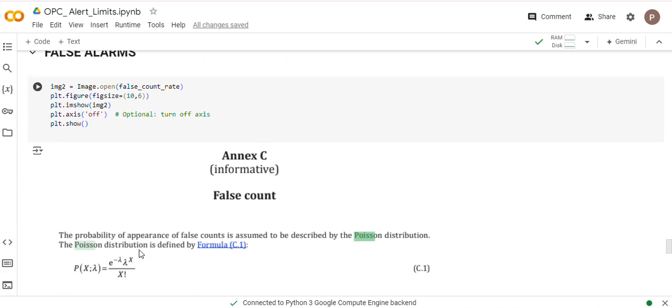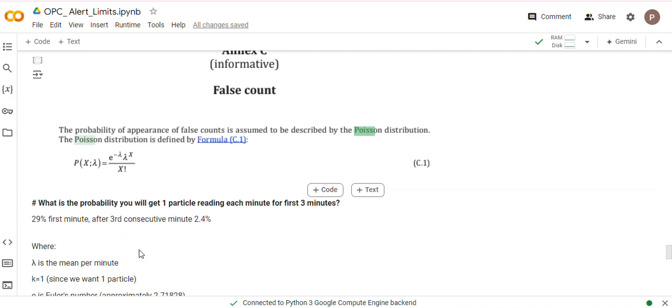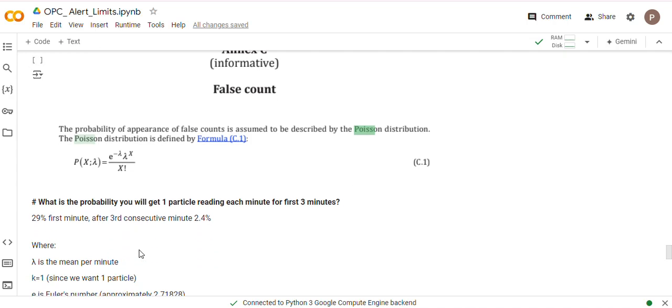Well, we can go back to Annex C on 21501-4, and we know that there is a probability that you're going to get a false count on that first minute, right? And we can actually estimate what that is. So I said, well, what's the probability you're going to get false count on that first minute? Turns out to be it's about 29%. I'll take you to the math in just a second.